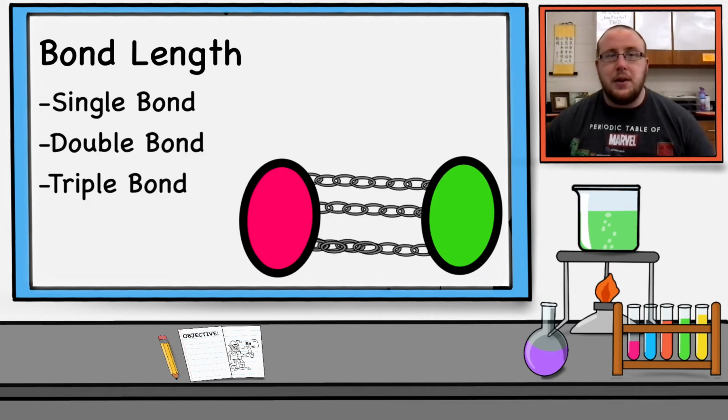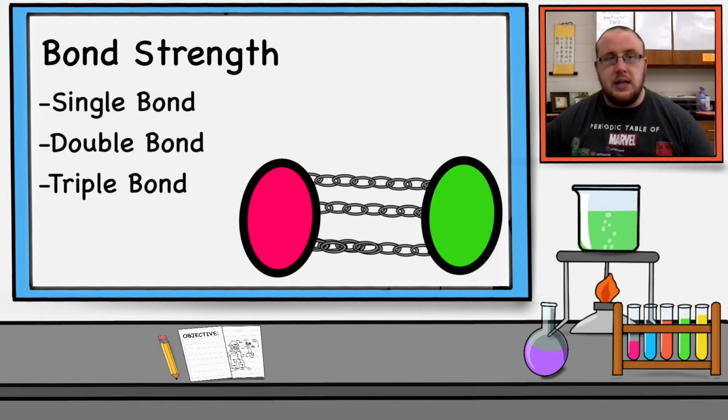Single bonds are the longest covalent bonds, followed by your double, and then your shortest is your triple bonds. The trend for bond strength is opposite bond length, so the shorter the bond is, the stronger it's going to be. In other words, your triple bond is going to be your strongest bond, while your single bond is going to be your weakest.